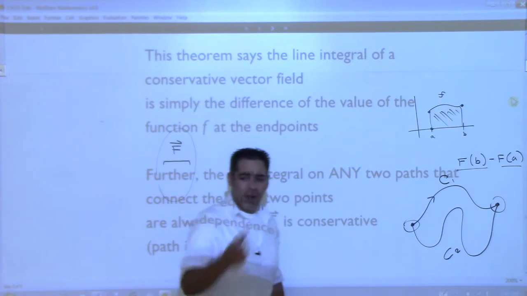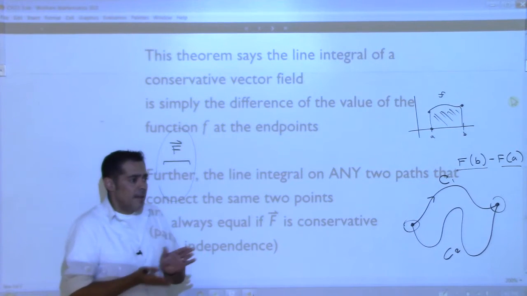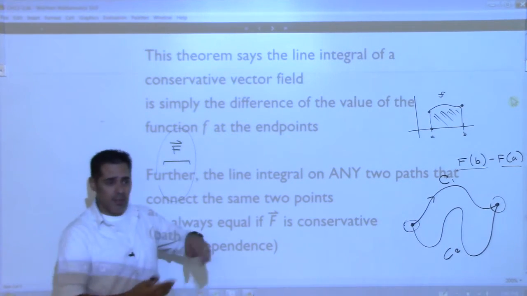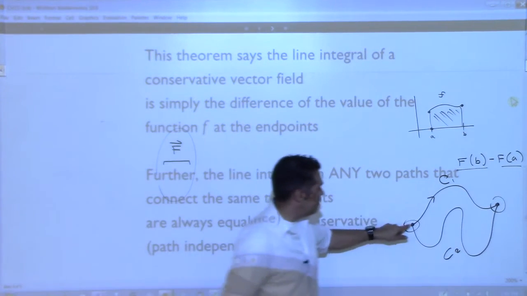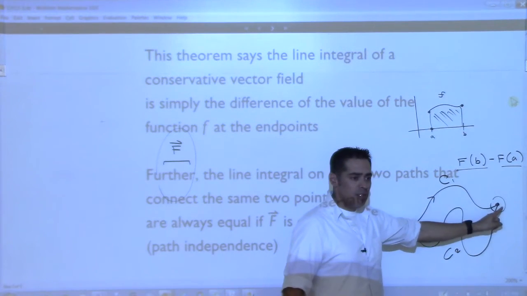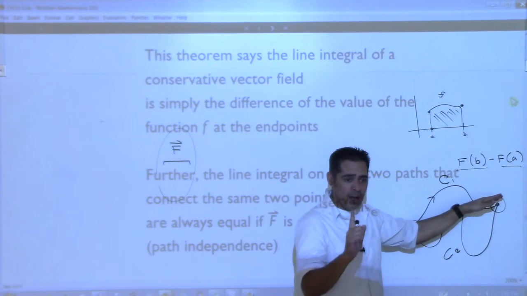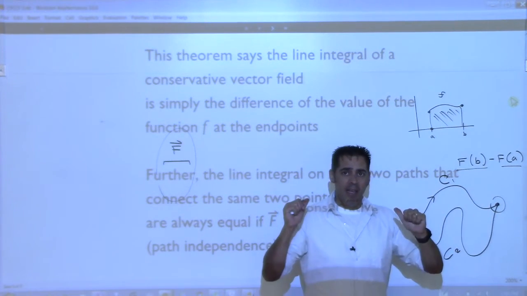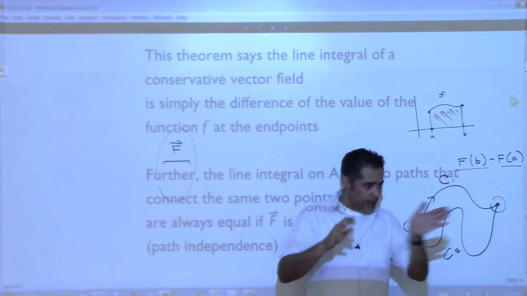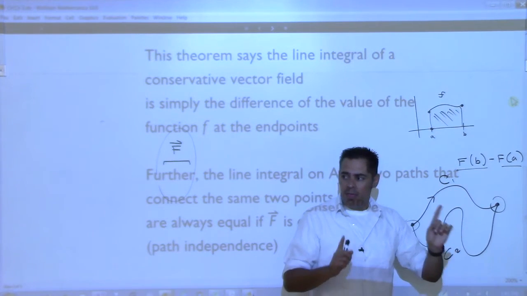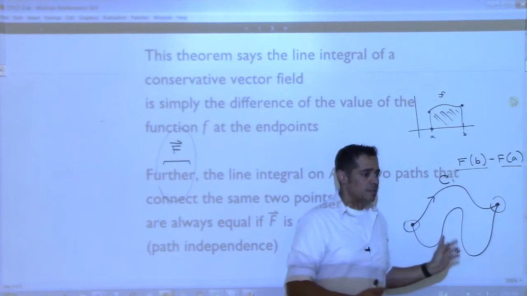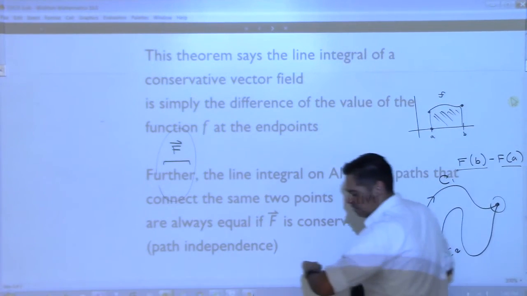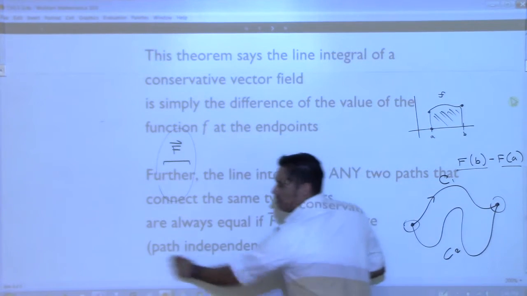So we talked about this last class. We said, does path matter? And we said, yes, it does, right? We got different answers. If we went from one point to the other using one path, we got one answer. We did it another path and we got a different answer. This theorem is saying if the field you're moving in is conservative, then you get the same answer regardless of the path. So we get this thing called path independence.